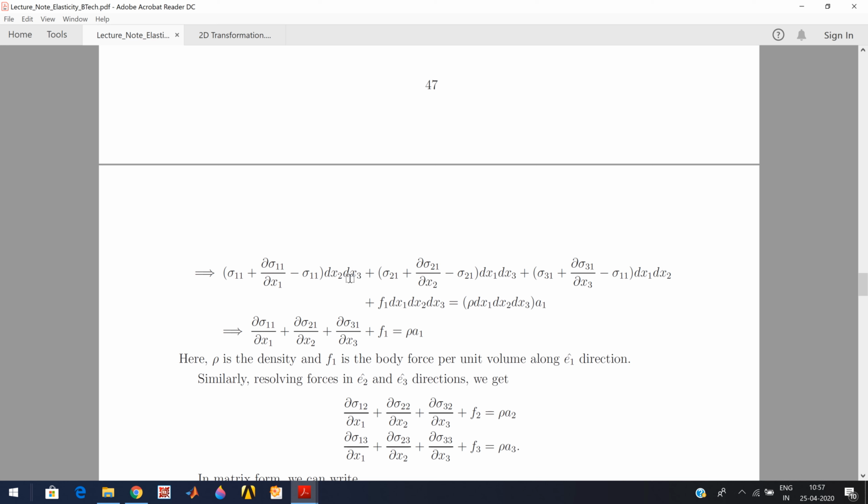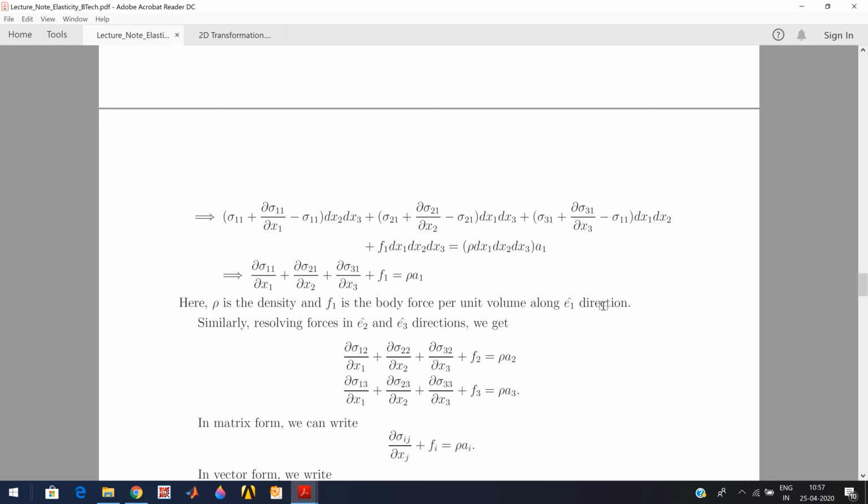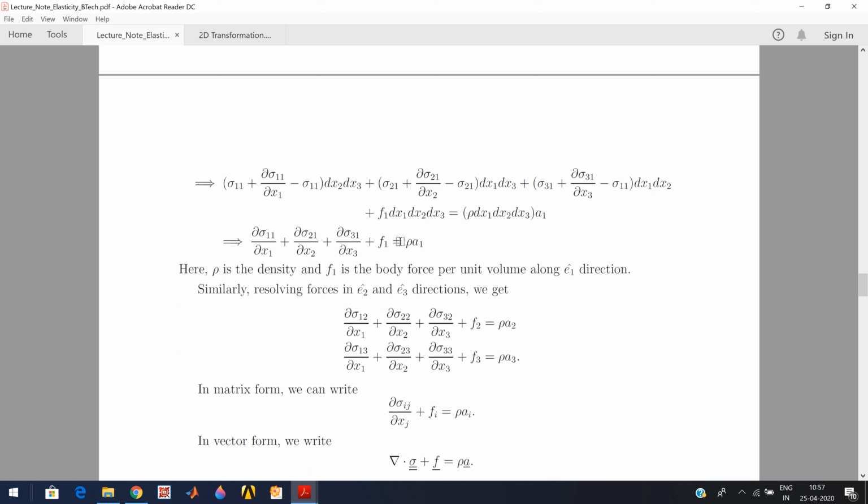Stress multiplied by the area on the surface will give you force, and then you have to consider one more term, which is the body force term. So F1 is the body force per unit volume. Body force means a simple example like gravity, which acts over the volume of the material, and then the mass times the acceleration in the one direction. So if we simplify this equation, you'll get the equation in this form. Here rho is the density and F1 is the body force per unit volume.